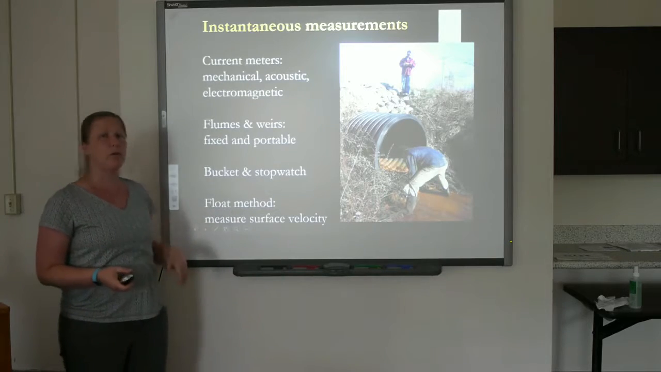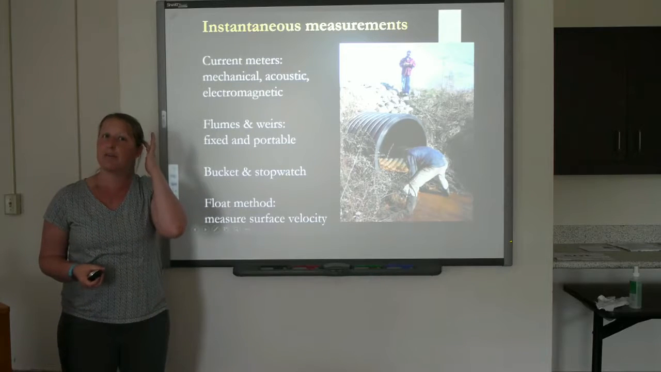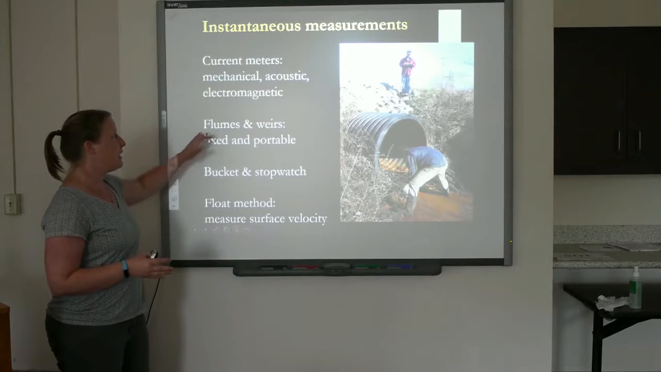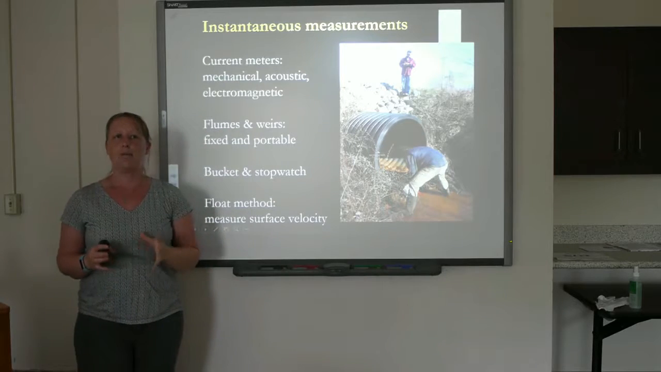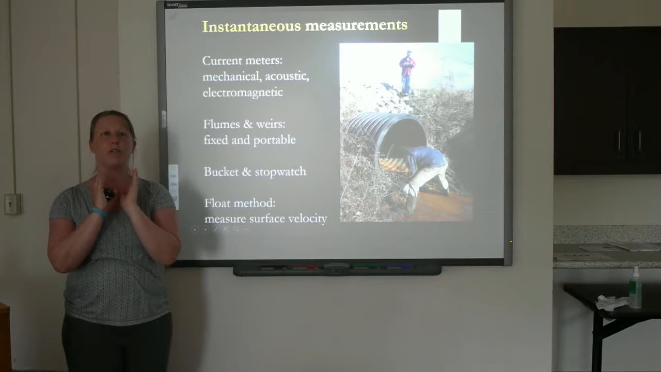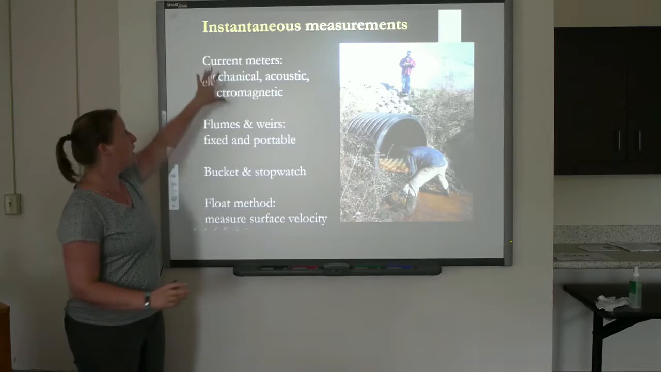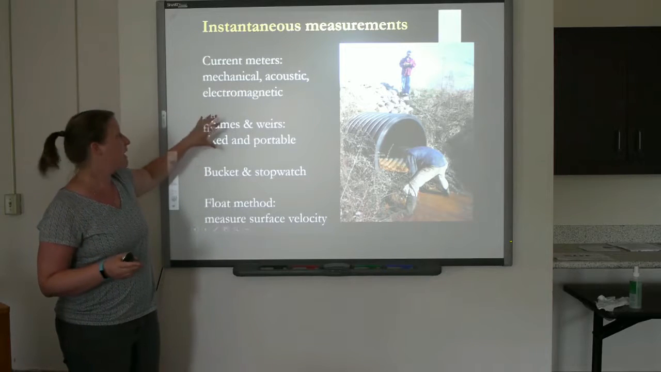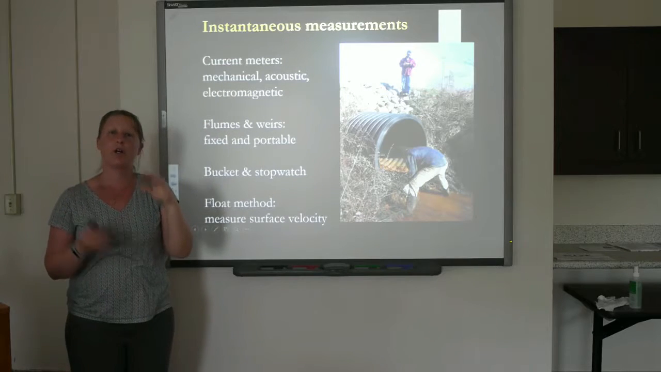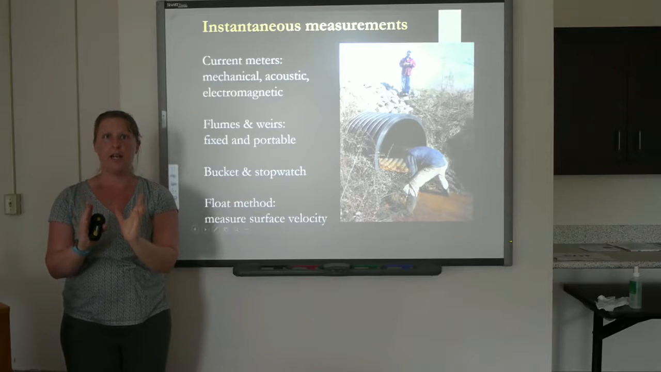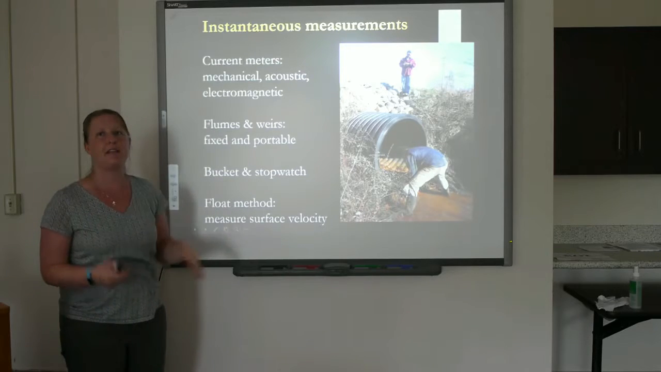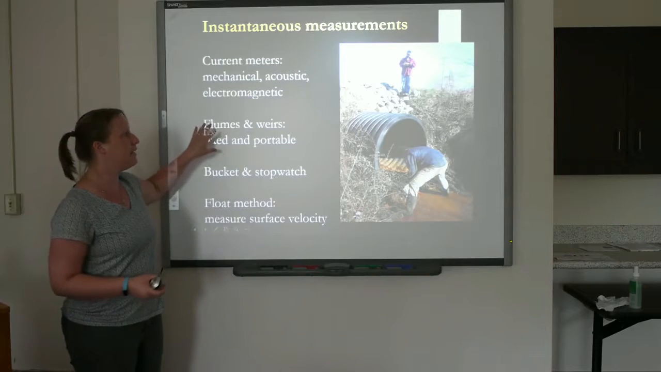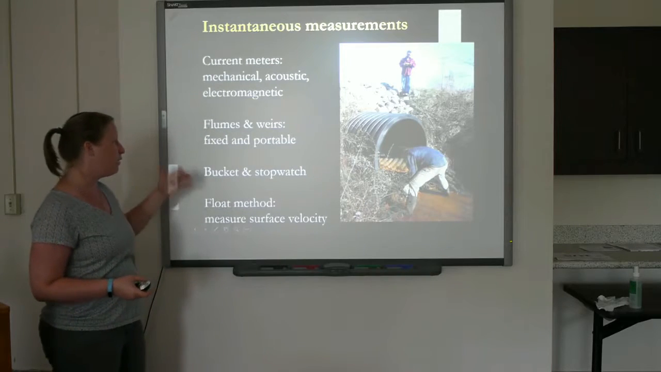We can use flumes and weirs. These can either be fixed or portable, and I'll show you pictures in a moment of these, but these will basically look at the height of water moving through a known cross-section. With the current meters, we're measuring the velocity and the cross-sectional area. With these ones, we're measuring the height of the water going through a known cross-section, and they've already figured out that that height of water is proportional to the flow rate. And so then we can calculate what the flow rate is from that height of water.